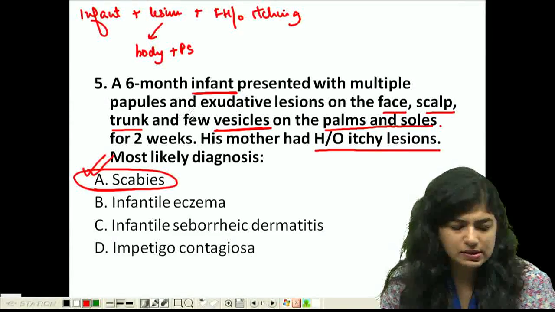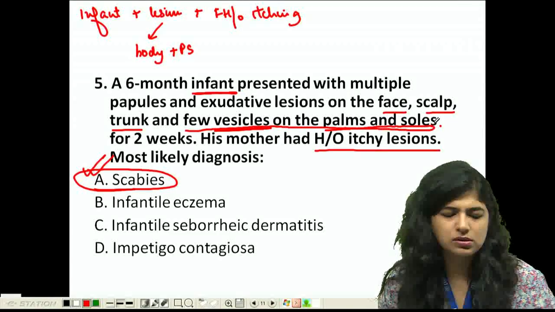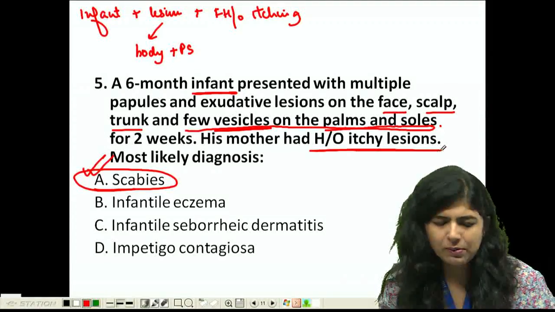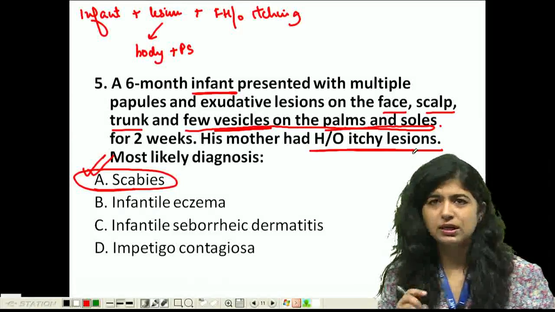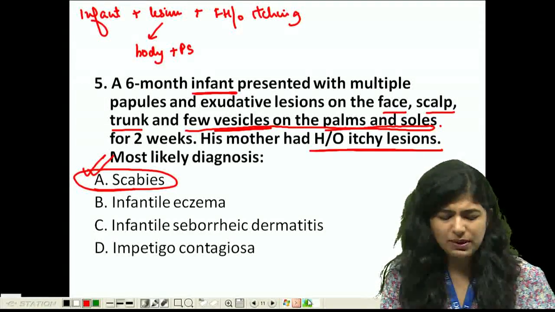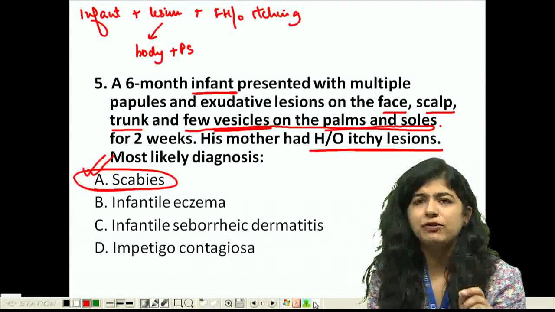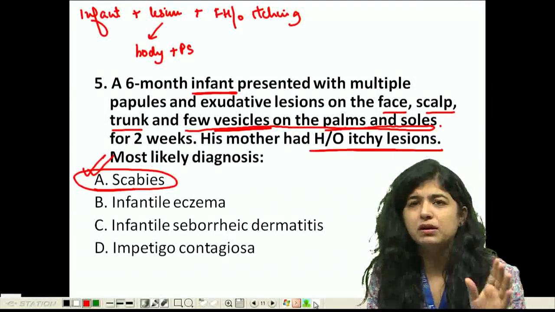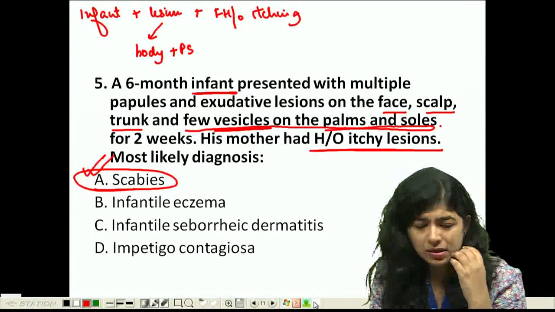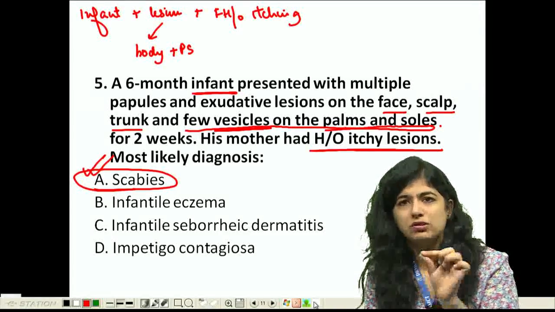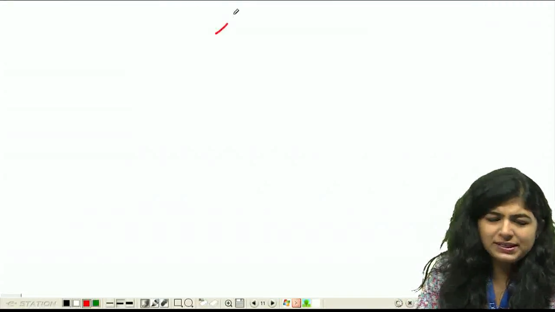Why? Because this particular line, that there are vesicles on palms and soles, along with the family history of itching, is very, very, very typical of infantile scabies. You know, scabies is such an important question. You pick up every paper that has been there in the exam, whether it be AIIMS, PGI, or NEET, there is at least one question on scabies and pediculosis. It is so important. So we read scabies here.